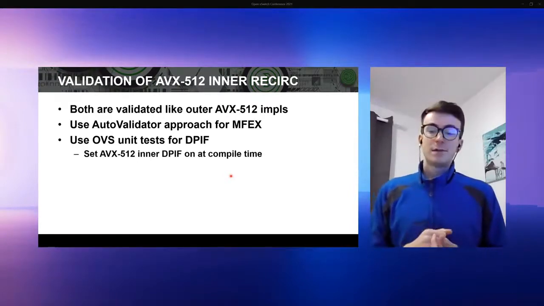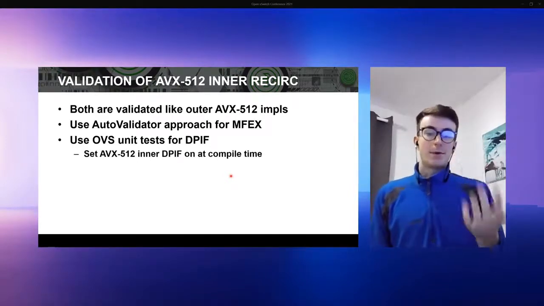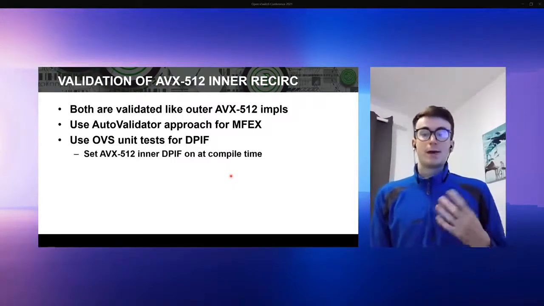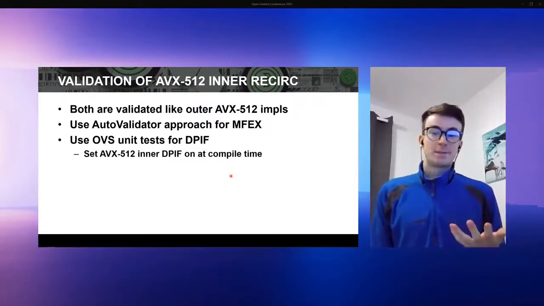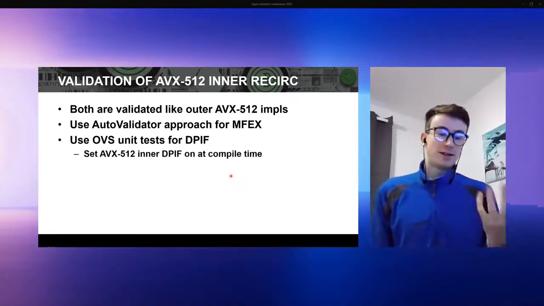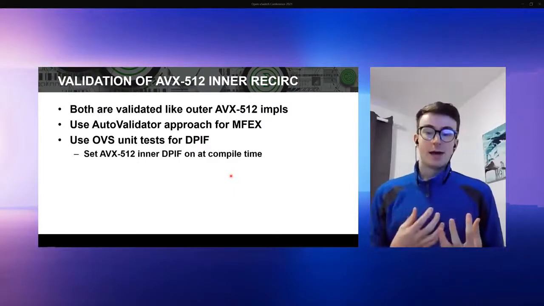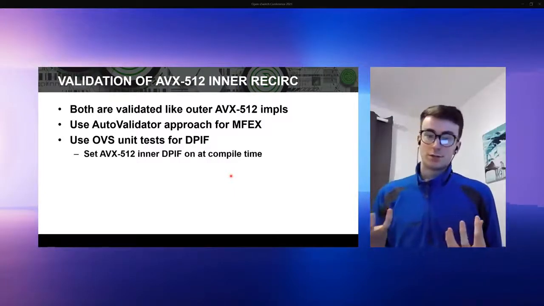For the DPIF, this means having a compile time enable of the AVX512 inner DPIF and then running the OVS unit tests. And if we do this and all the unit tests pass, we can be happy that the DPIF is behaving the same way as the scalar DPIF, which we know is working.